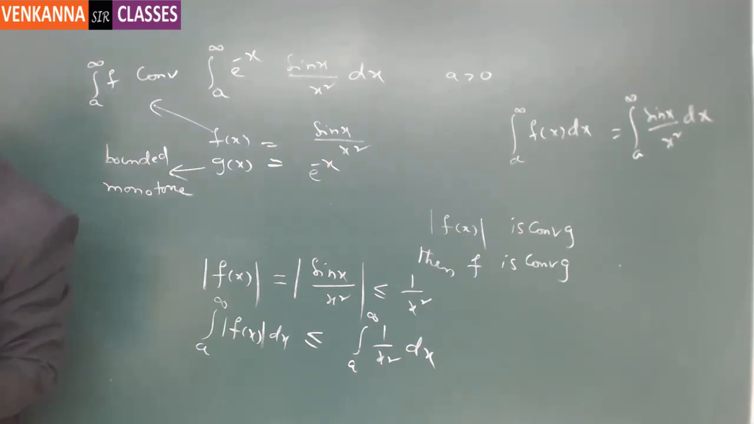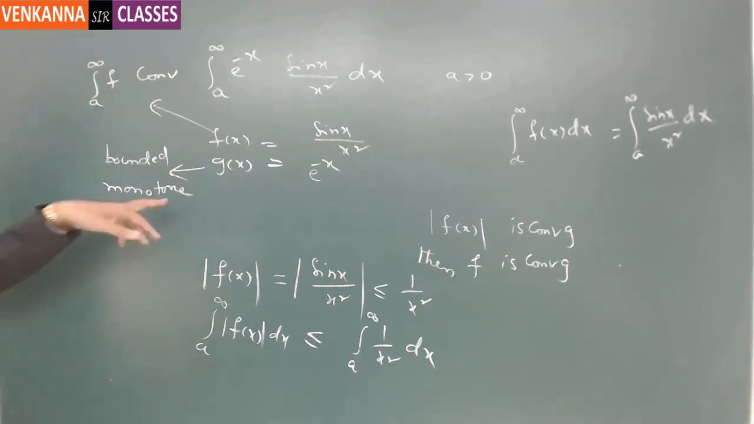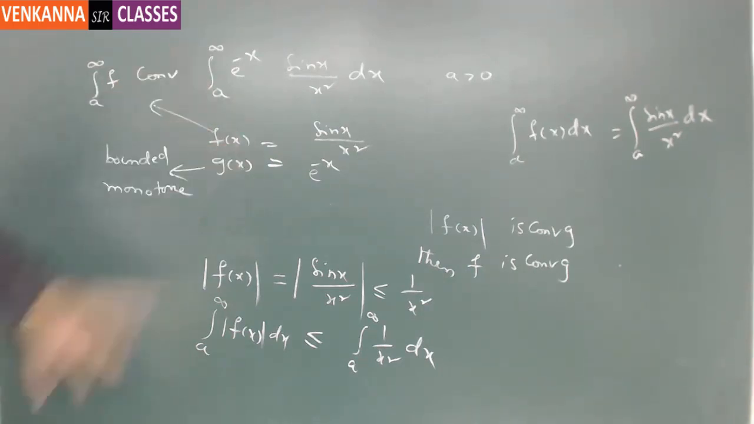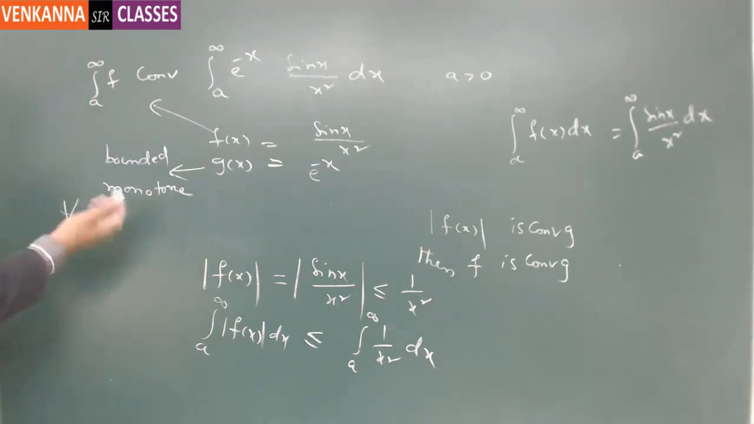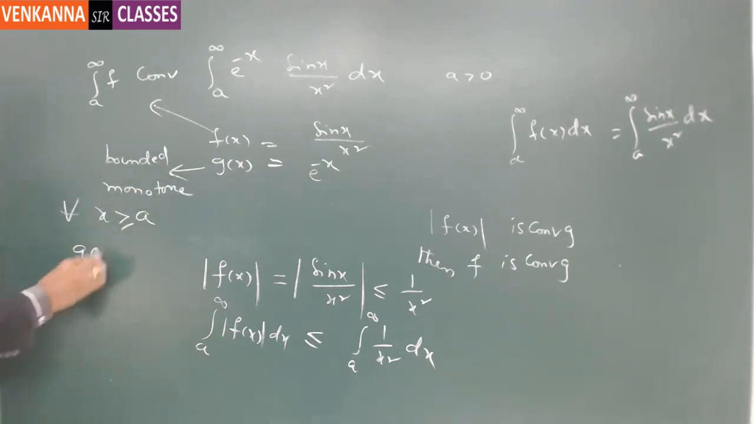Right. So that is the part for f. Coming to g, on the given integral, it is monotone and bounded. Accepted? Because for all, say, x greater than or equal to a, g of x is bounded and it is monotone because it is a decreasing function. Accepted? Therefore, the two functions will satisfy the criteria of Abel's test. Hence, by Abel's test, it is convergent. That was the conclusion.